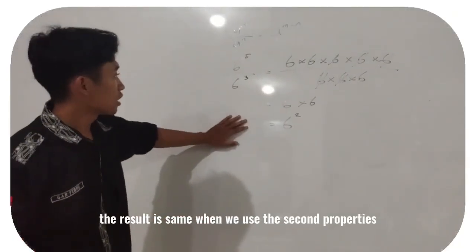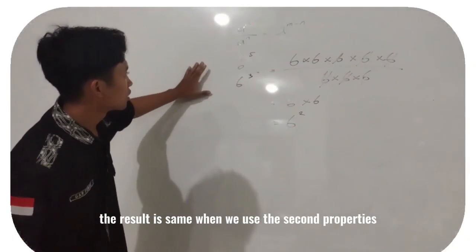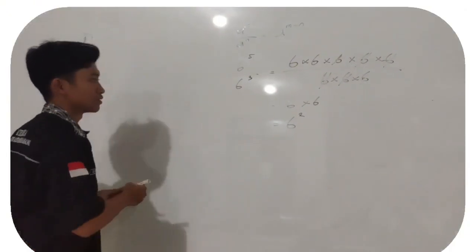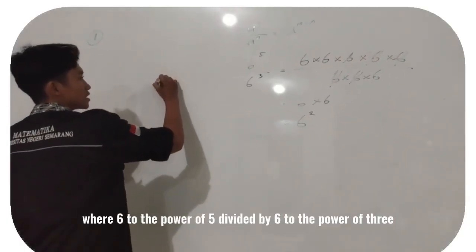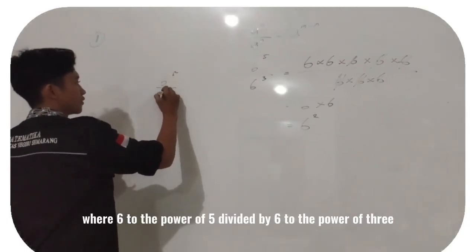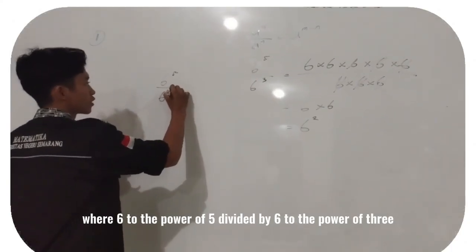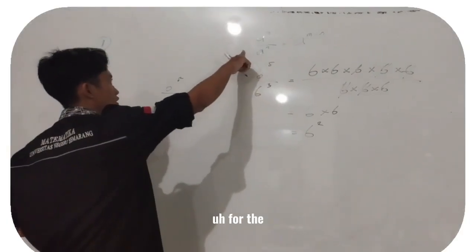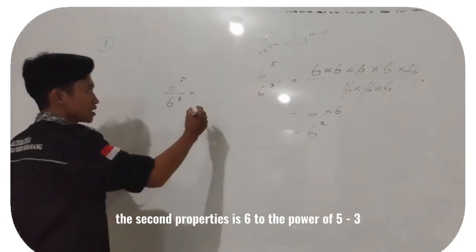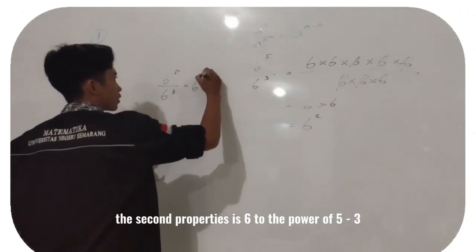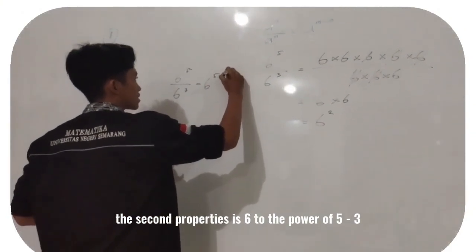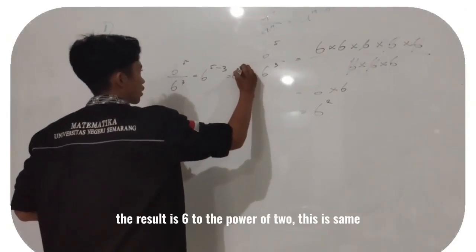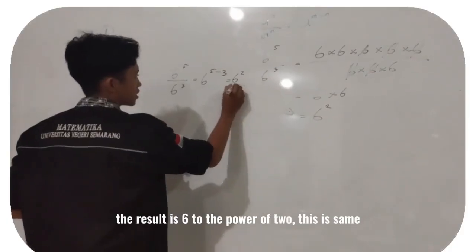The result is the same when we use the second property, where 6 to the power of 5 divided by 6 to the power of 3 is 6 to the power of 5 minus 3. The result is 6 to the power of 2. This is the same.